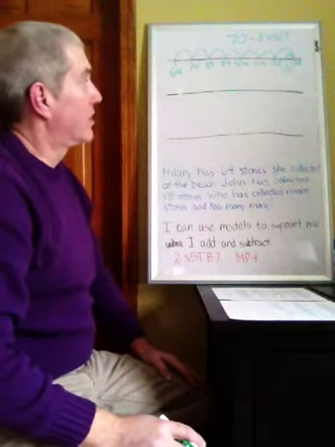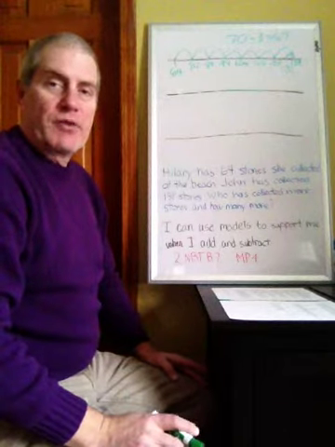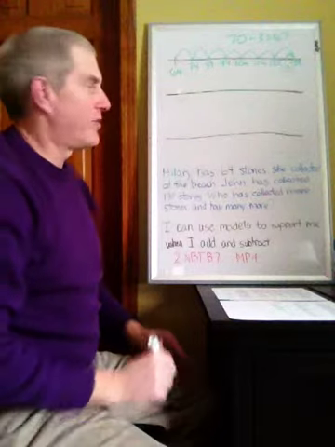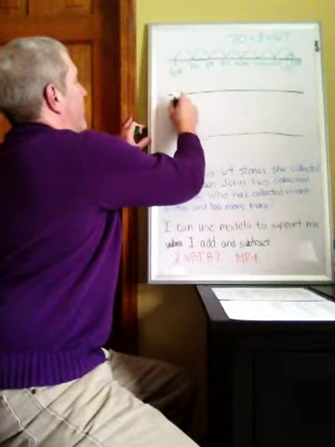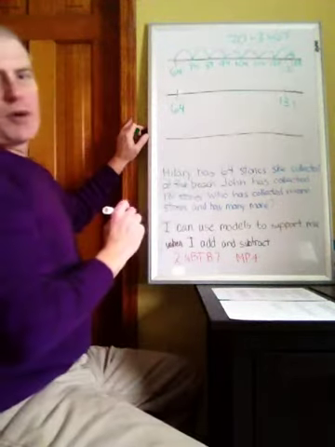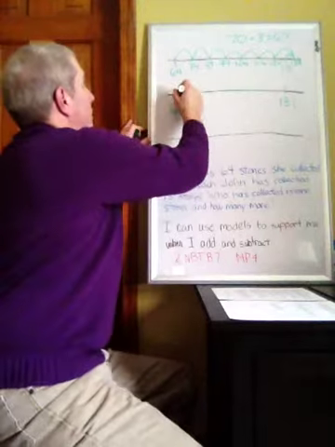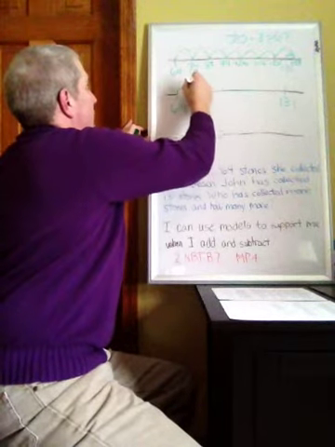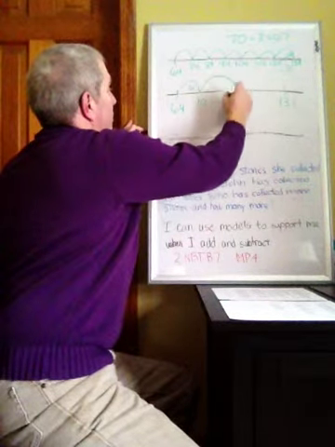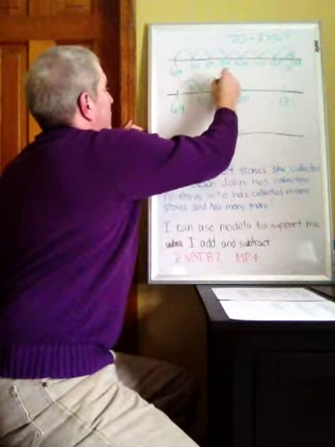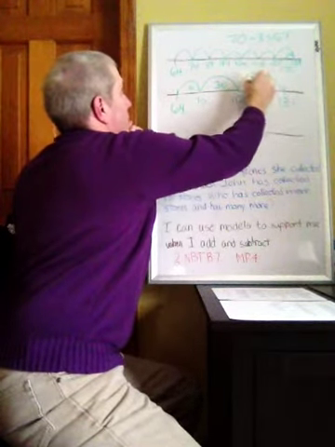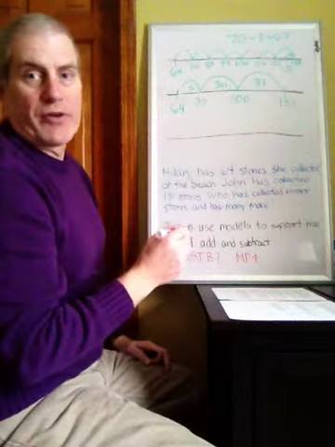Now that was a lot of work. The beauty of the open number line is it allows us to think about things flexibly. So let me try maybe another approach. In this case, I'm going to try to jump to friendly numbers. So I'm going to start by jumping from 64 to 70. So I've added 6. And then from 70 to 100, I've added 30. And then from 100 to 131, so I've added 31.